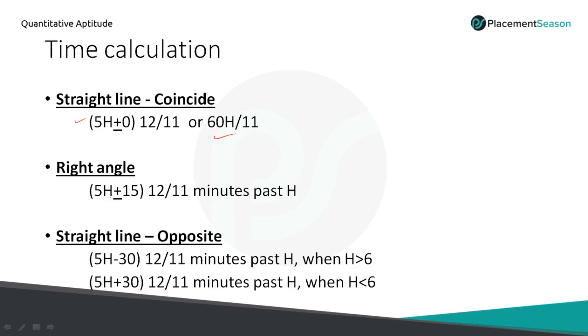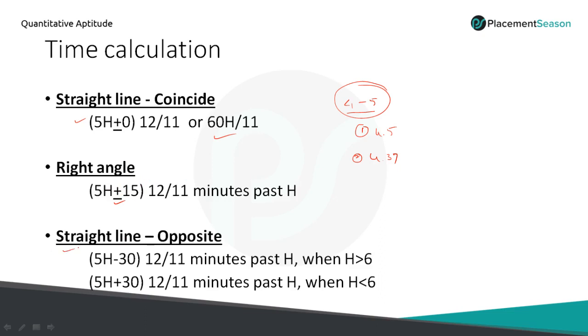Similarly, if you want to find the right angle time, you have to use this formula: 5h plus or minus 15, into 12 by 11 minutes past h. Plus or minus means you will get two right angles in one time gap. For example, the right angles between 4 and 5: the first will be around 4:05 and the second at 4:38 or so. So you have to use plus as well as minus. If you use plus, you will get one answer, and if you use minus, you will get another answer.